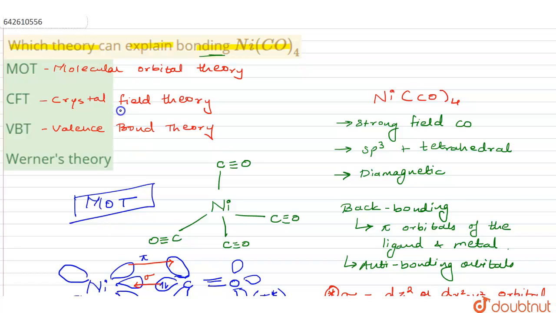So in fact, if we want to understand the wholesome bonding of nickel tetracarbonyl, MOT would be the best one to explain. Hence we mark option number 1 as the correct answer. I hope you understood the explanation.